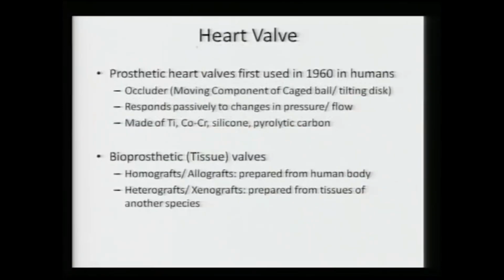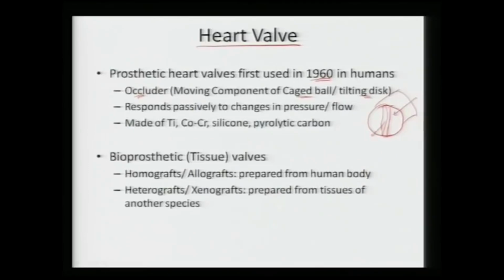Further, there are certain other devices such as the heart valve. This prosthetic heart valve was first utilized in humans in 1960, but it had certain problems, and it had certain moving components called occluders. They can be made of either a cage ball or a tilting disc. In this case, we have a sort of cavity, and in that we have certain fins or tilting discs. These are discs which alter their position depending on the flow of blood through them.